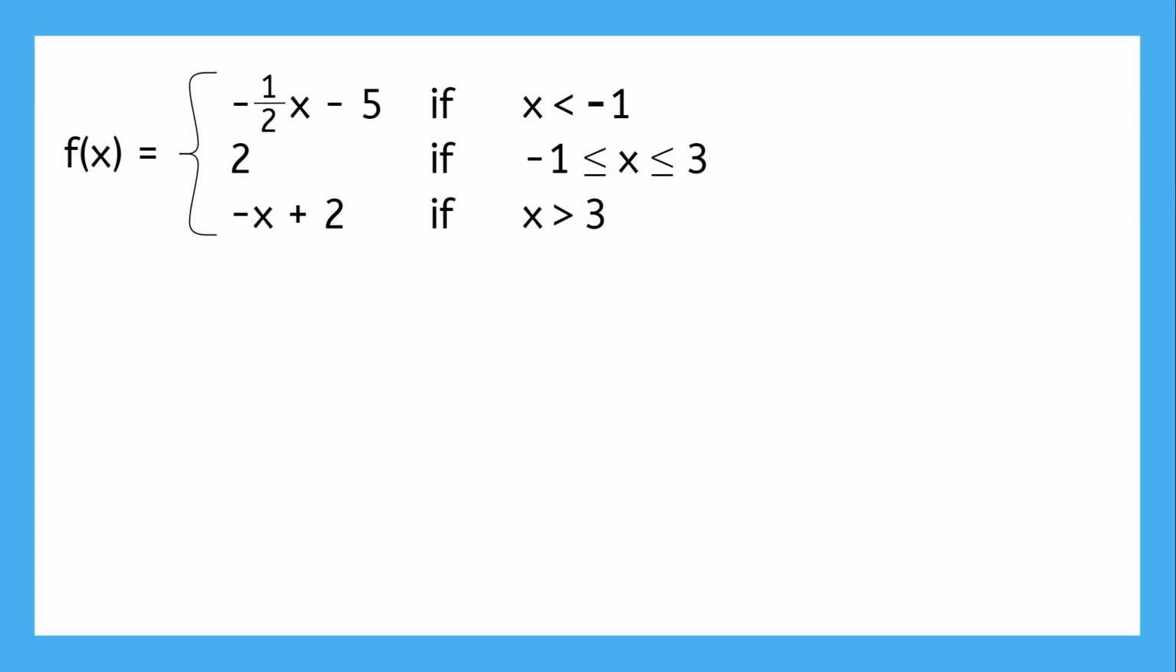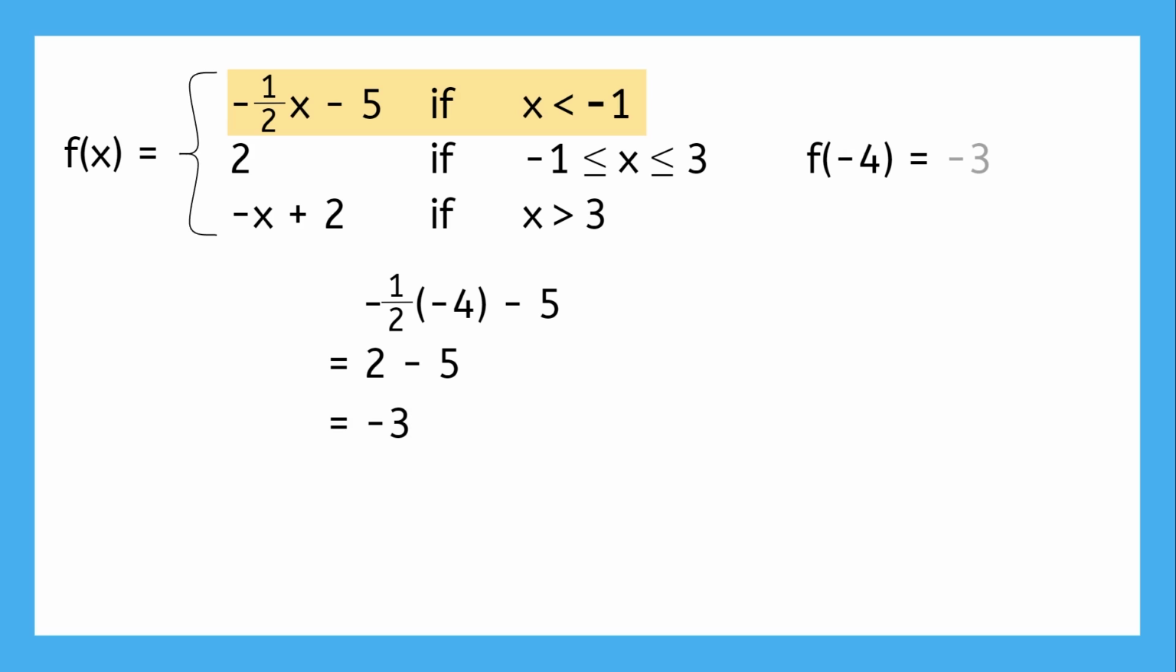Some piecewise functions have more pieces, but the process still works the same. So what's the output here for an input of negative 4? Negative 4 falls into the interval x is less than negative 1, so we'll be using this first expression. When we use negative 4 for x, we get an output of negative 3.